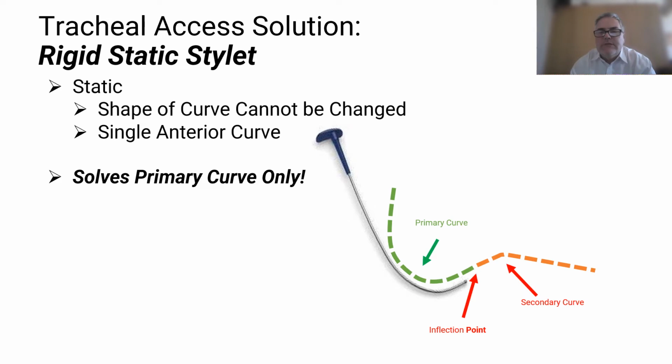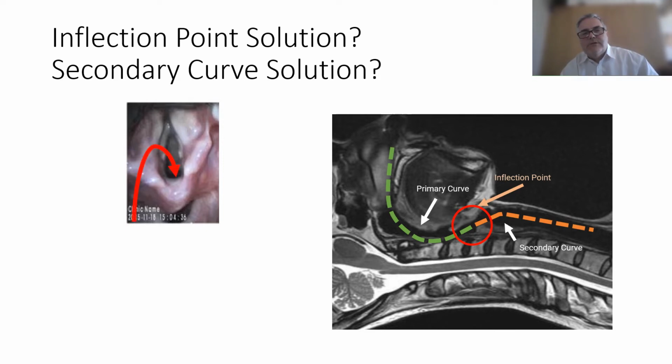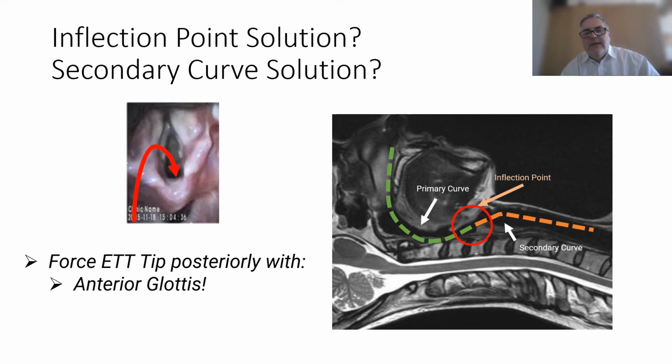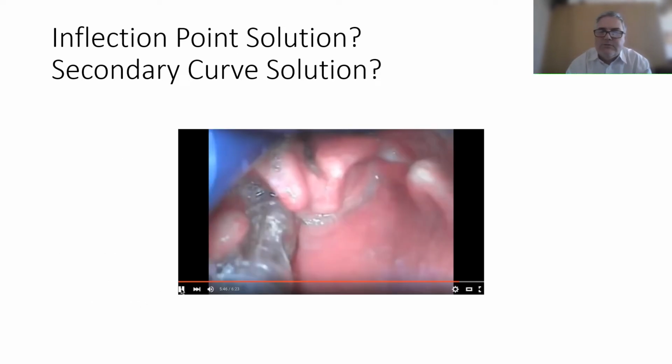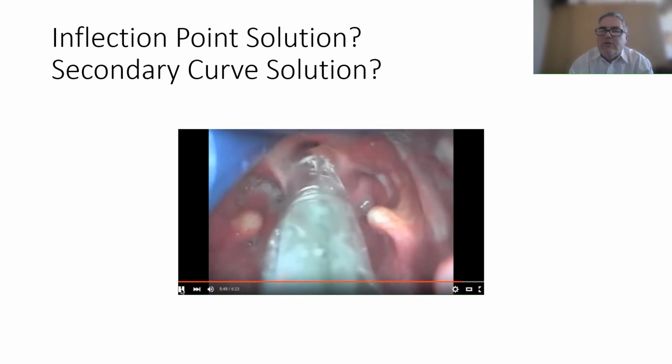How do we solve the second curve and the third, the inflection point? It does not solve those. How do we solve that? We have to go from an anterior position to a posterior position. We've got to turn this corner and get back down the trachea. We force the ET tube tip posteriorly, with force on anterior glottic structures and anterior tracheal structures, force on tissue. This is what it can look like.